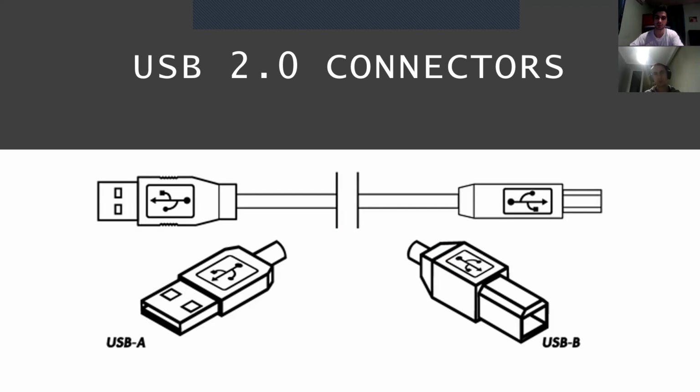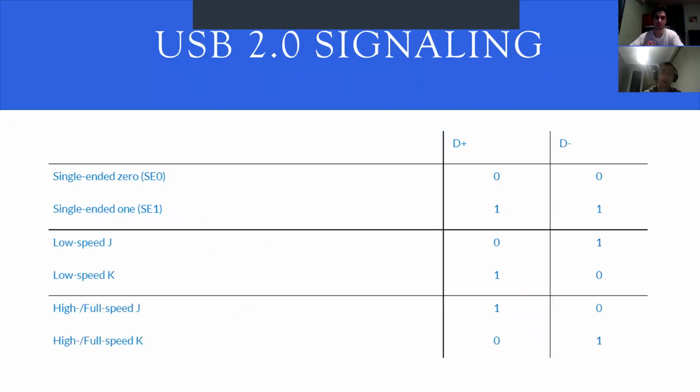Next. Now let's talk about signaling. All USB devices are connected by a 4-wire USB cable. These 4 lines are VBUS, GND, and the twisted pair, D plus and D minus. USB uses differential signaling of the 2 data lines. There are 4 possible digital line states that the bus can be in: single-ended 0, single-ended 1, J, and K.